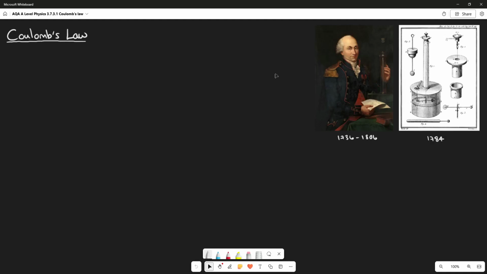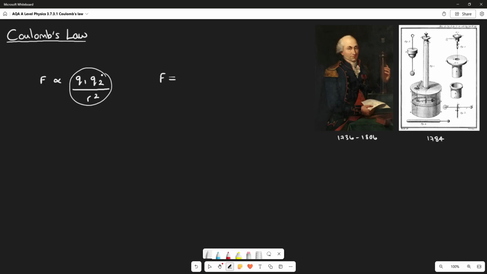Welcome to Coulomb's law. Coulomb's law recognises that force between two charges has this relationship, being the distance between those two charges. We can turn this proportional sign into an equals and make the equation of Coulomb's law.